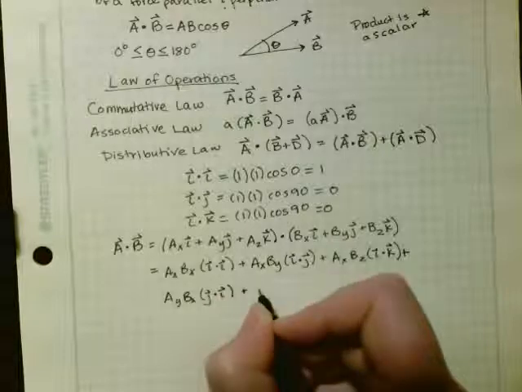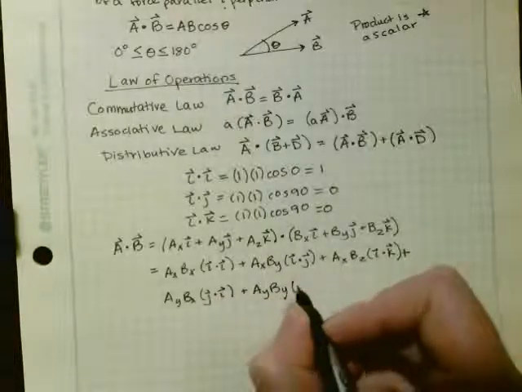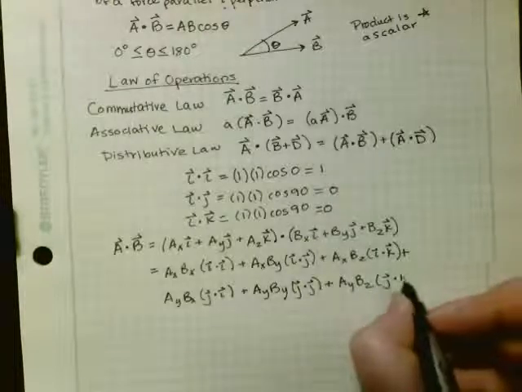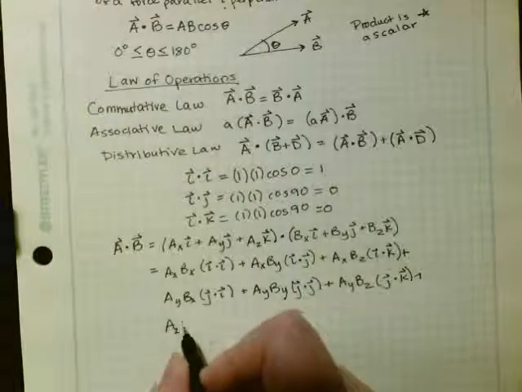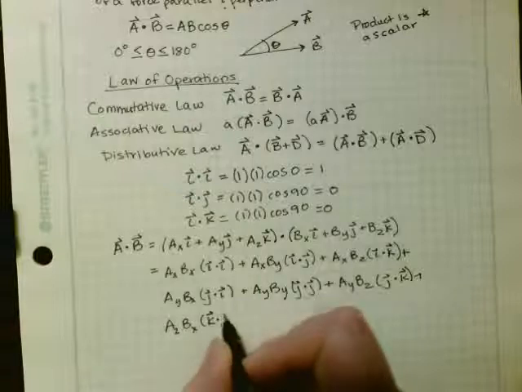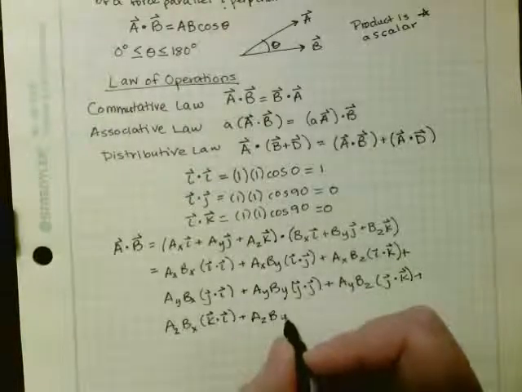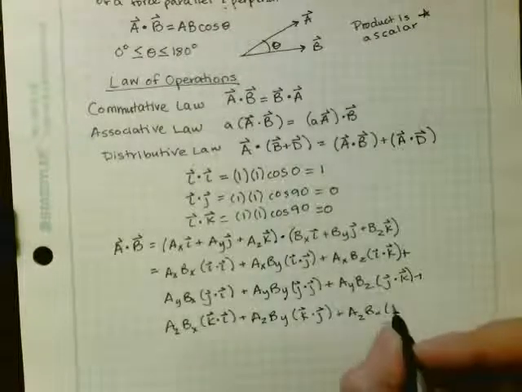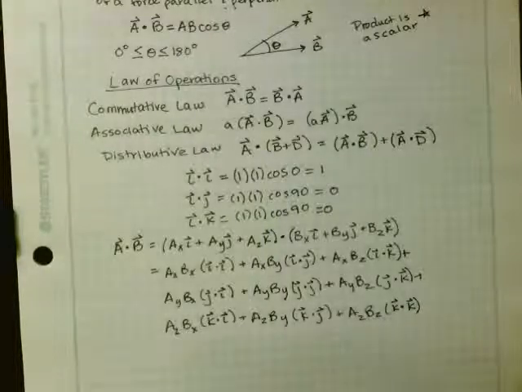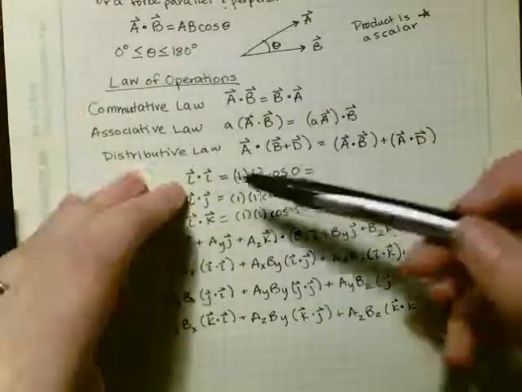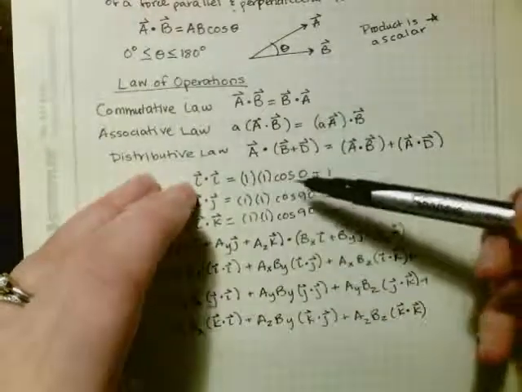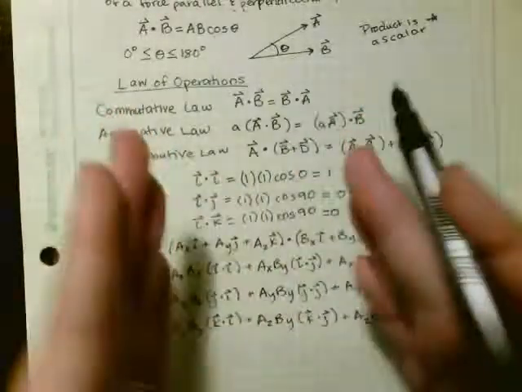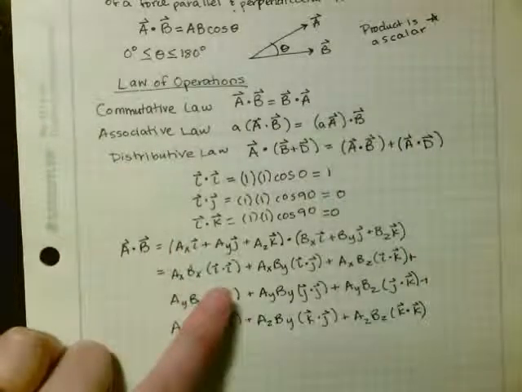J dot I, plus AY BY J dot J, plus AY BZ J dot K, plus AZ BX K dot I, plus AZ BY K dot J, finally AZ BZ K dot K. Now if you look at this equation, I dot I is 1. Same for J dot J and K dot K, because that's the only case where it's cosine of 0. Every other combination is 0.